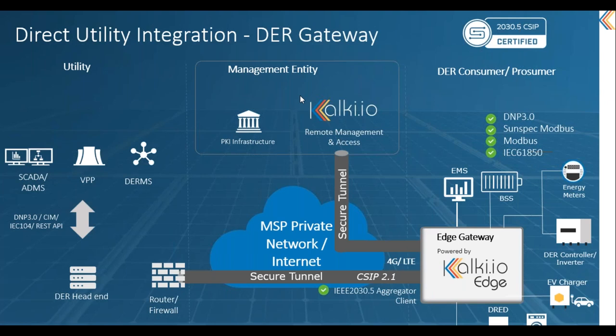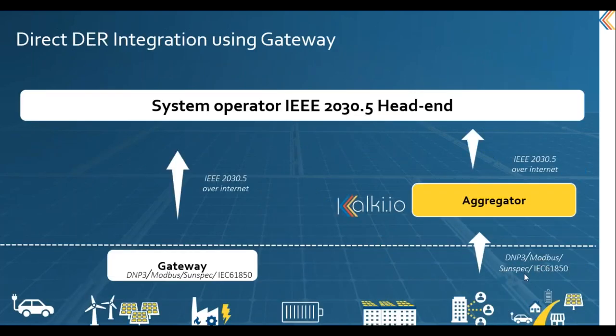On the aggregator-based solutions, all the DRs are connected with the aggregator, whose software can sit on the cloud or on the aggregator's on-premise servers. And from the aggregator servers, all the DRs can be connected directly over the legacy protocols like DNP3, Modbus, etc. And the aggregator, which is the Calcio.io service, can integrate with the utility system on IEEE 2030.5 over a wired internet or a VPN network.